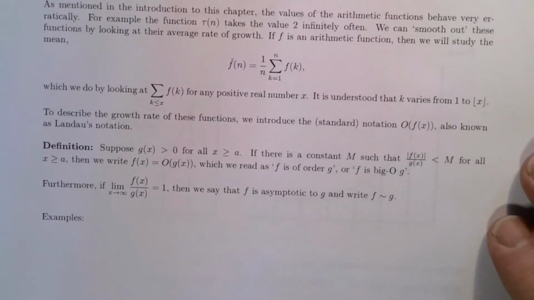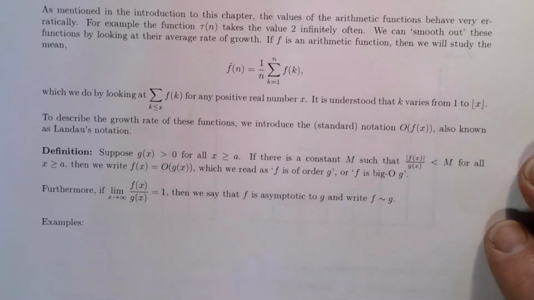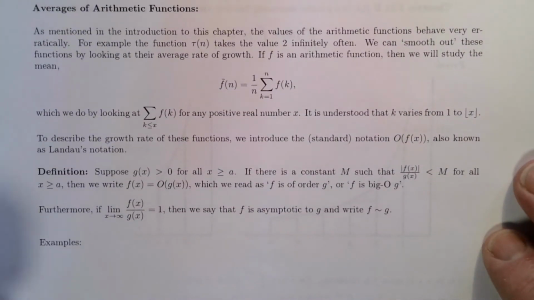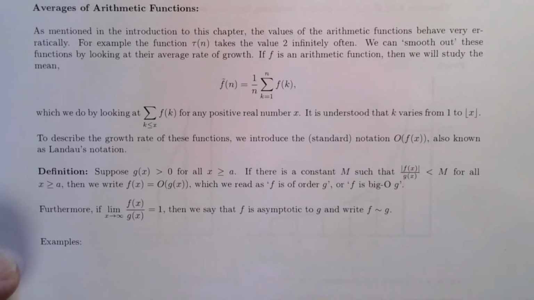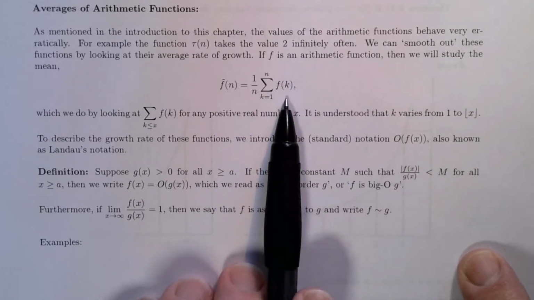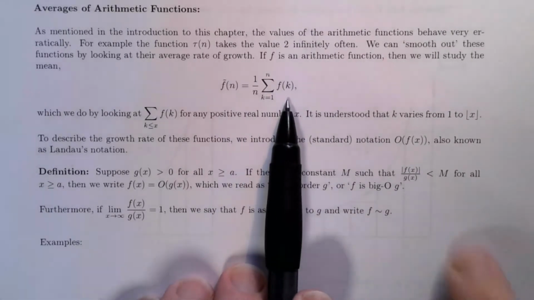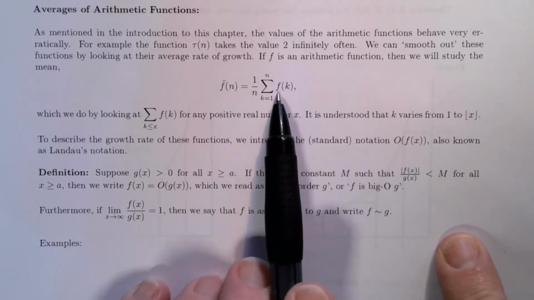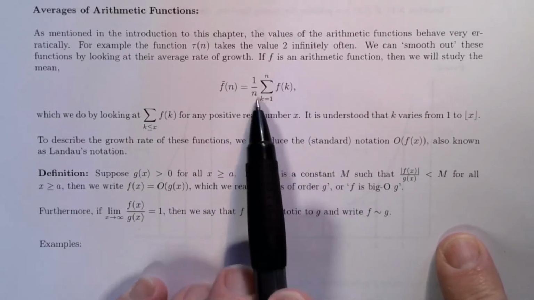So how do we smooth out the data? Well, we look at the average rate of growth, and we can look at the average rate of growth by simply studying this particular sum here. So we take the sum of our arithmetic function f of k from k equals 1 to n, and we divide by n, which just gives me an average.